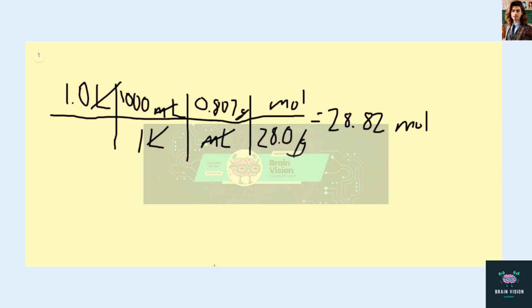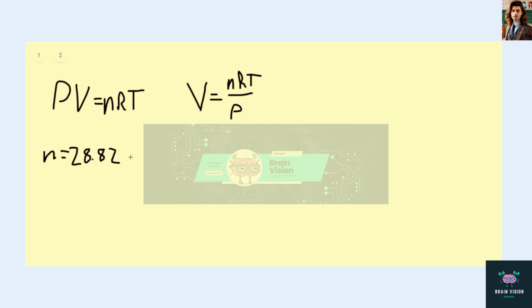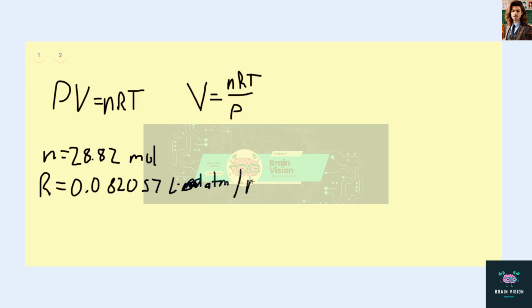Now we want to use the ideal gas law, so I'll go to a new page here. PV equals nRT, and we want to rearrange to solve for volume. So volume equals nRT over P. Our n we just calculated to be 28.82 moles. Our R value is 0.082057 liter atmosphere per mole Kelvin.